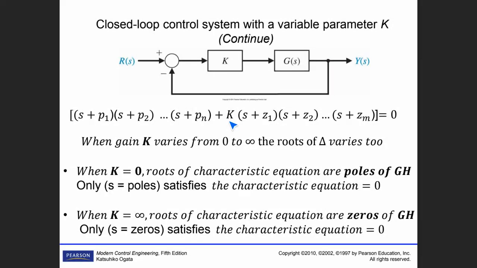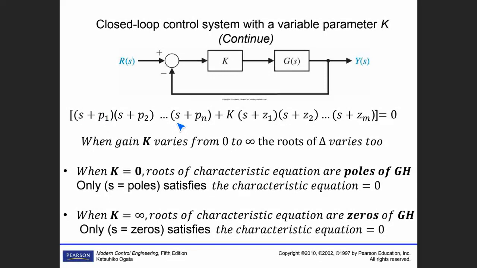If k is equal to 0, that term becomes 0, but in order to satisfy the equation here, this should be equal to 0 anyway, so s should be equal to your poles. So for k equals 0, your journey is starting from your poles.